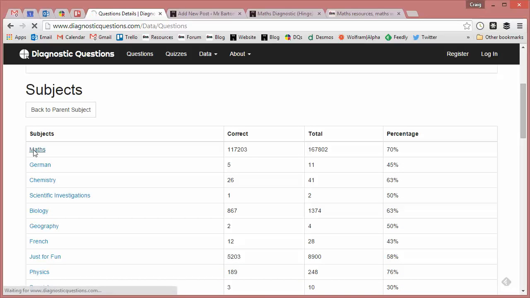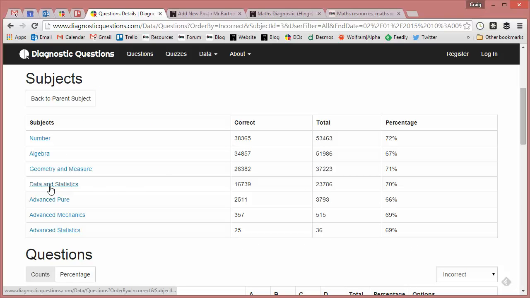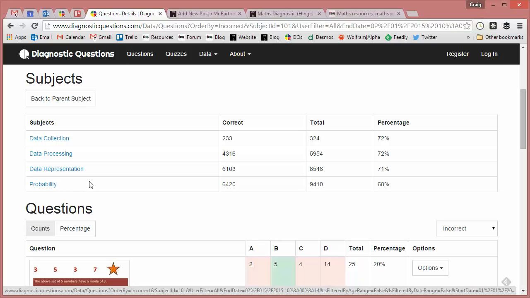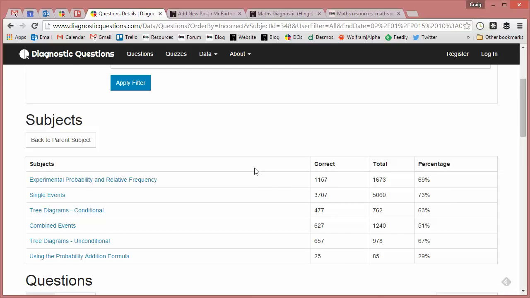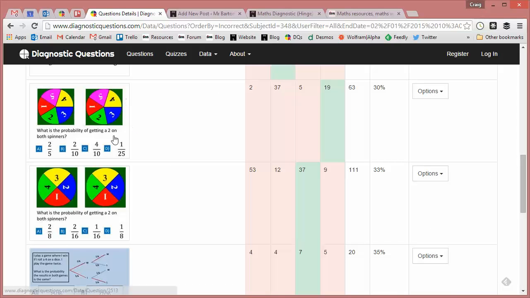I'm going to go for a bit of mathematics because that's all I really know about. And I'm going to hone in on the topic I want. So I'm going to go for data and statistics, and I'm going to go for probability. Now, before I even click on this, we can see probability only 68% success rate with probability questions. There's lots of different questions on probability, but I'm interested in these spinner ones. So I'm going to give this one a bit of a click.